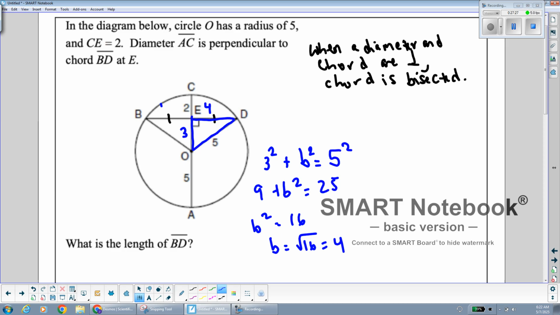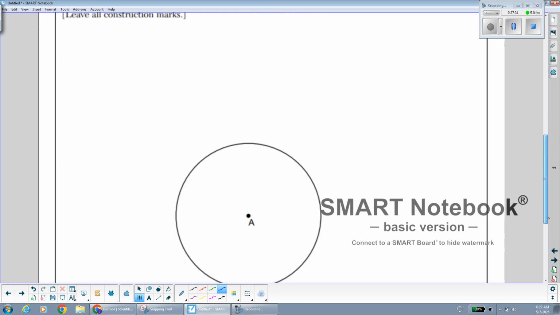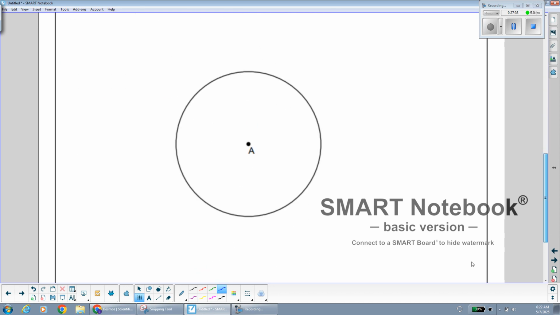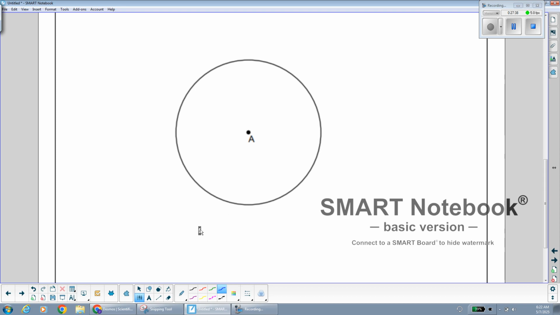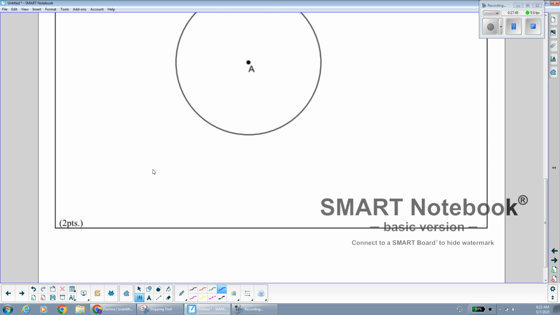And then you know this is 4, and the length of BD is simply just 8. Okay, this one was just to construct an equilateral triangle. This one was easier than the one on the review sheet because the one on the review sheet was to construct a hexagon, and they're the same construction.